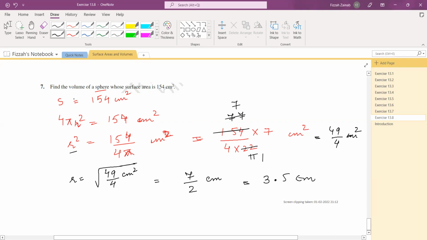Okay, now you have to find the volume. So next step, now you know the radius, you can easily find the volume. Now what is the formula for the volume of a sphere?